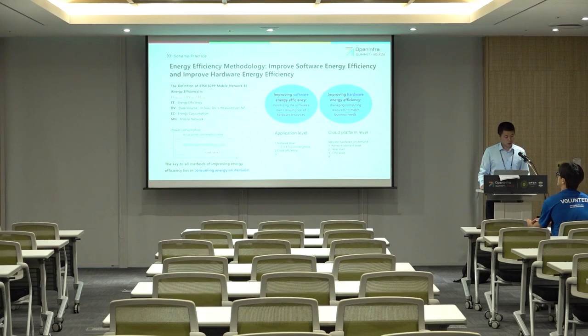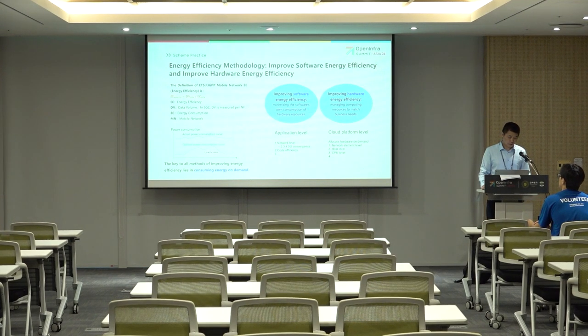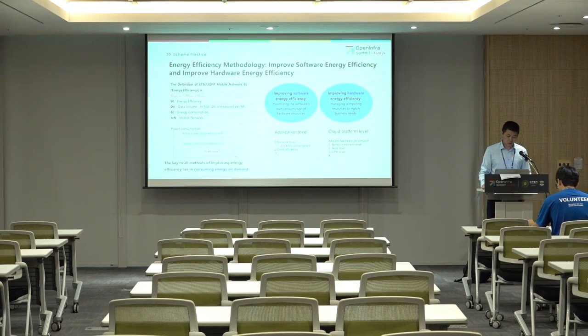Let's have a look at the overall energy efficiency methodology. Normally we have two levels. One is from the software level, one is from the hardware level. From the software level, that means we need to improve the application design. This is a higher level. For example, we have the network 2G, 3G, 5G. In every generation, maybe we can develop our software.